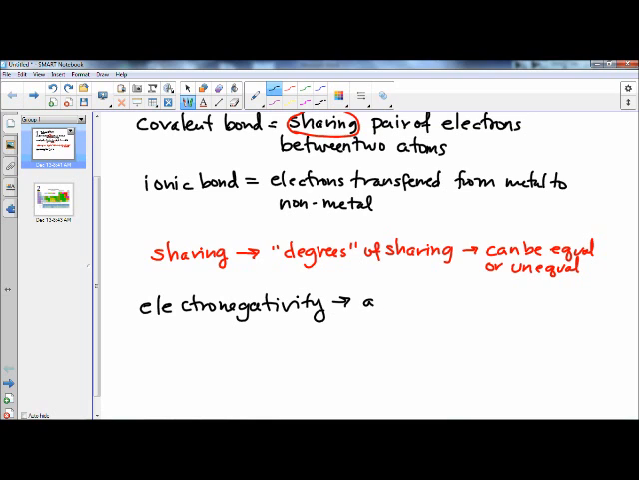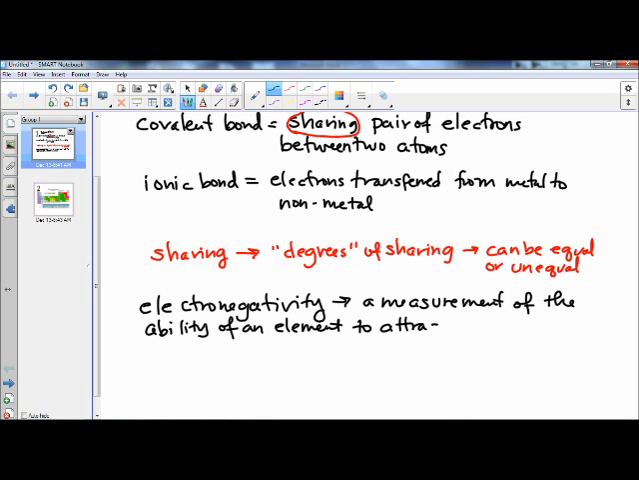Electronegativity is a measurement of the ability of a particular element to attract electrons of another atom. Not its own electrons, but somebody else's electrons. And so if you're attracting it, you're pulling it towards yourself. Now, the measurement is actually on what you have, your electronegativity table.